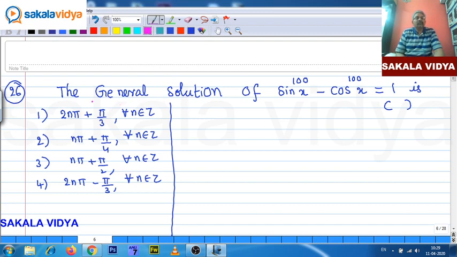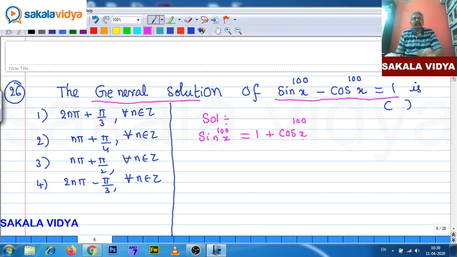So the general solution of sin x to the power of 100 minus cos x to the power of 100 is equal to 1. We need to solve this equation now. So let us make a plan. This sin x to the power of 100 is equal to 1 plus cos x to the power of 100.